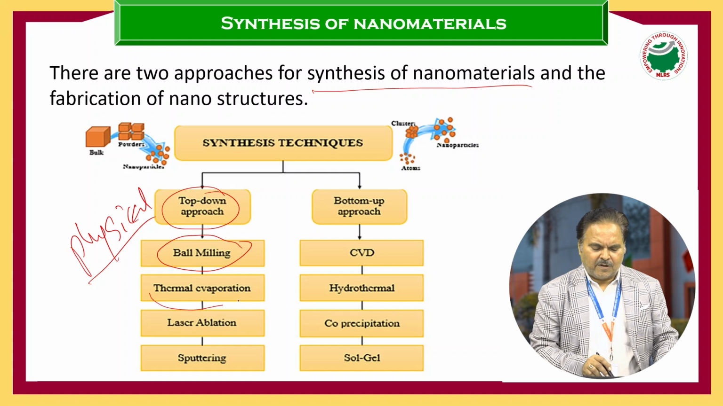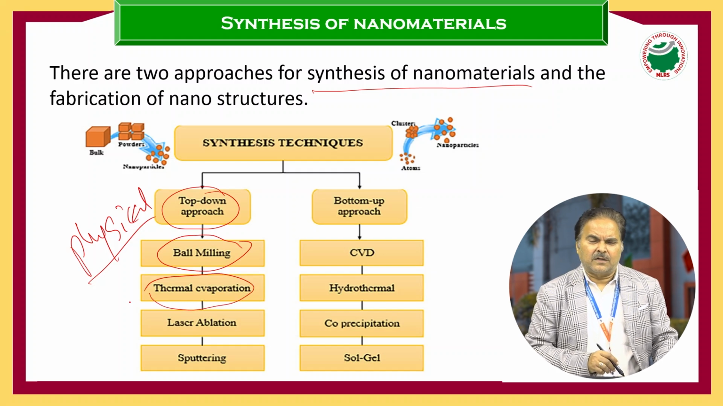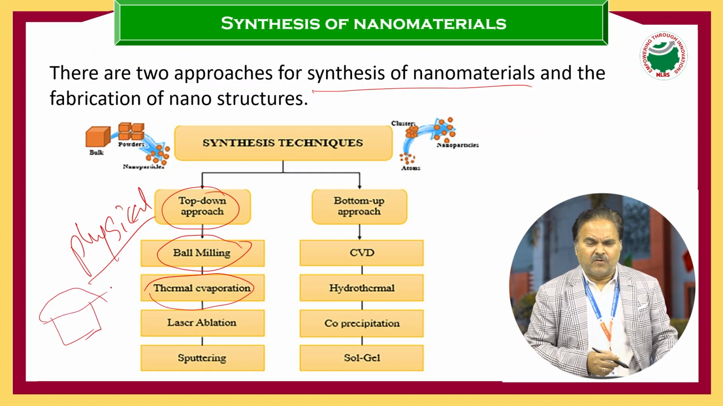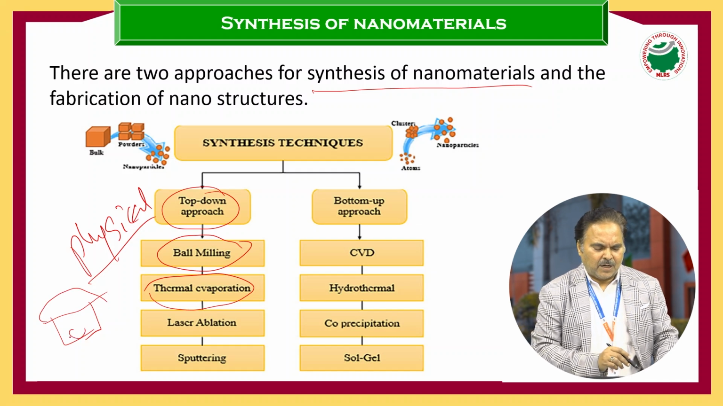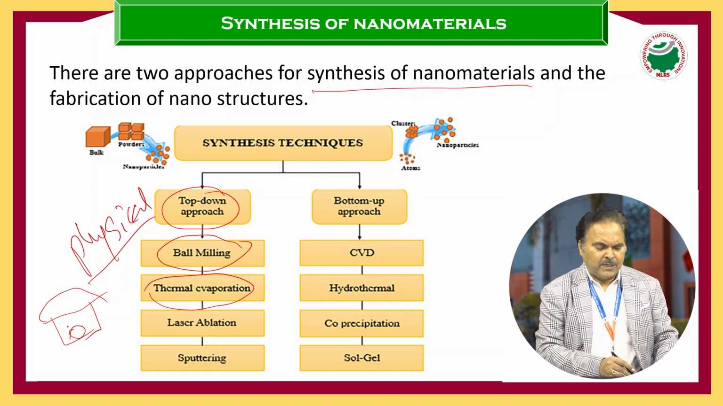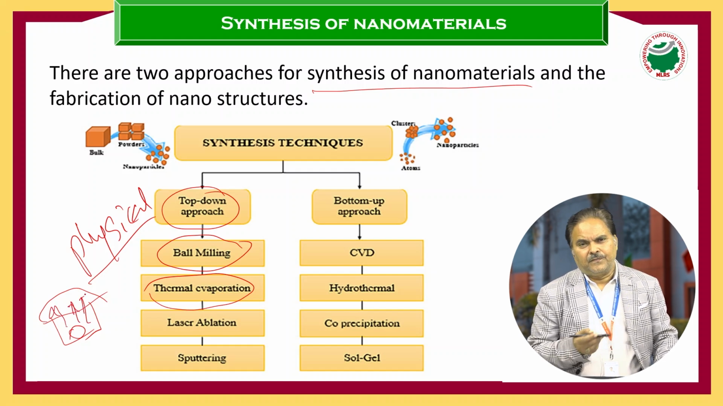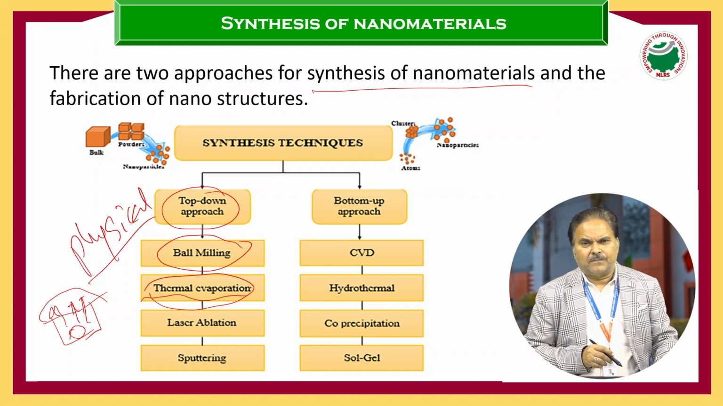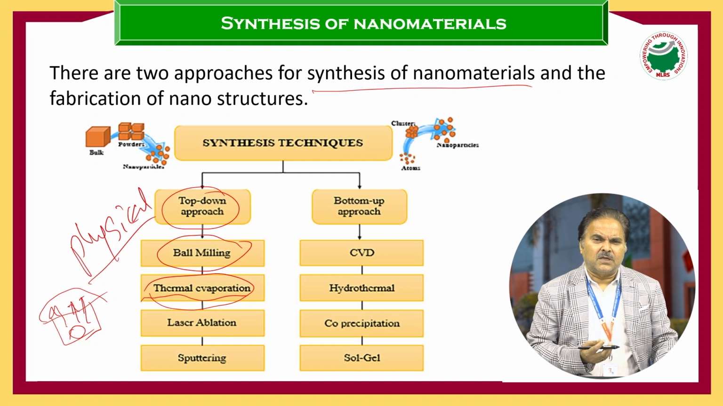Similarly, there is thermal evaporation. This is also a physical method only. If you heat the material in a furnace or some evacuated zone, and evaporate that bulk material, then the fumes will come and there will be formation of particles. That type of method is called thermal evaporation. We can use thermal evaporation from bulk to nano. In all these methods the raw material is bulk, and the final material is nanoparticles.